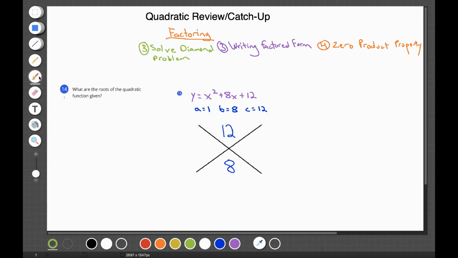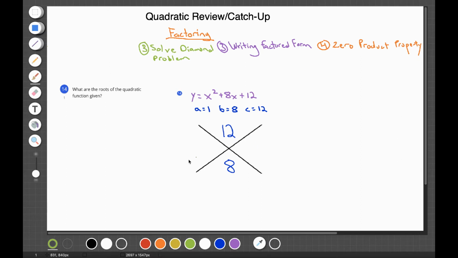All right, again, we're working in reverse. So we got one less step this time. So we started with our standard form. We set up a diamond problem, which is the first thing we're going to talk about next. Now we need to solve the diamond problem so that we can write the factored form so that we can use the zero product property. Okay, so we have to solve this problem.